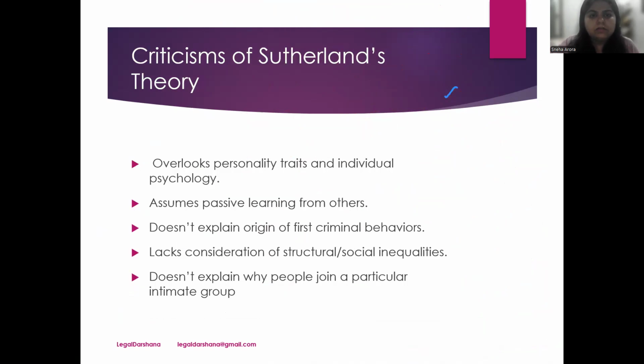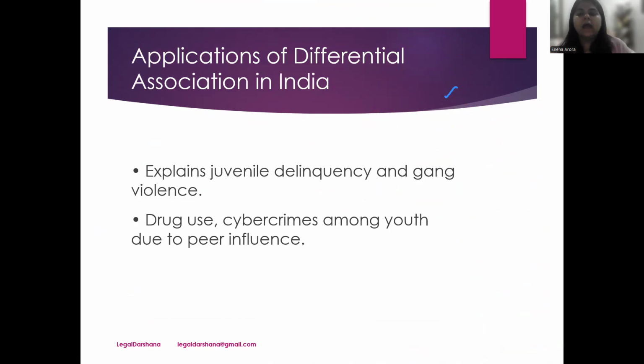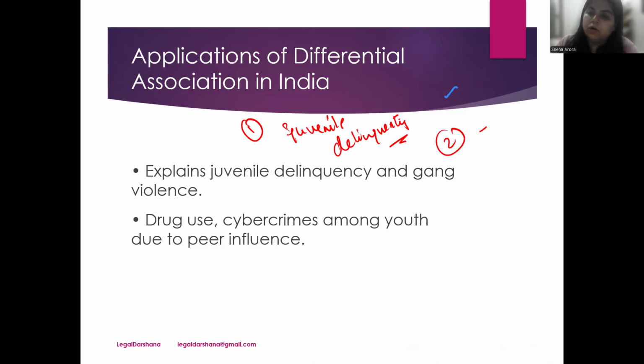Now we can also see the application of Sutherland's theory in India. Number one, juvenile delinquency. A lot of episodes happen. Juveniles resort to crime because they see their intimate groups, they see their friends doing so, and then they do so. Then there is a concept in Indian law. Okay, when we study penalization, when we study penology, we separate hardened criminals from soft criminals.